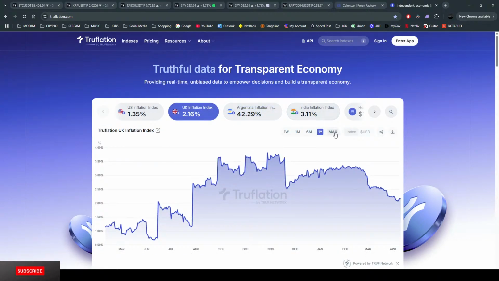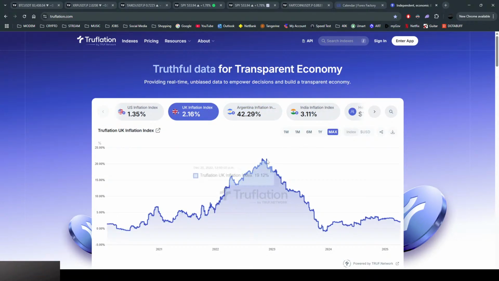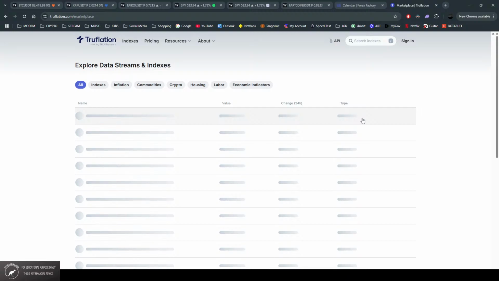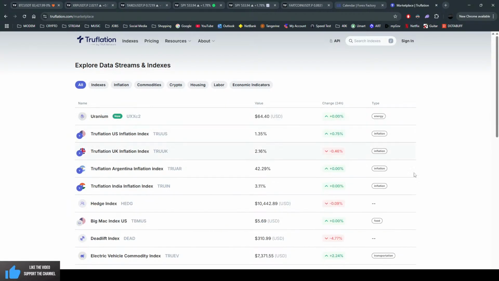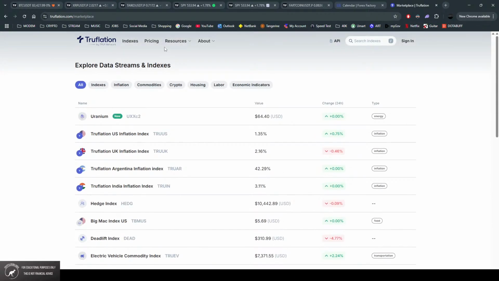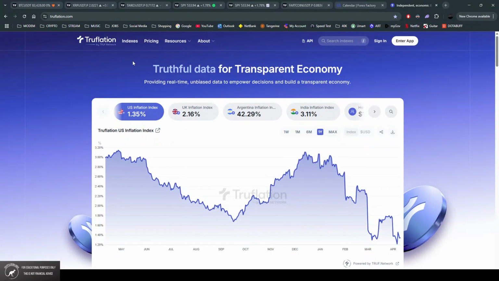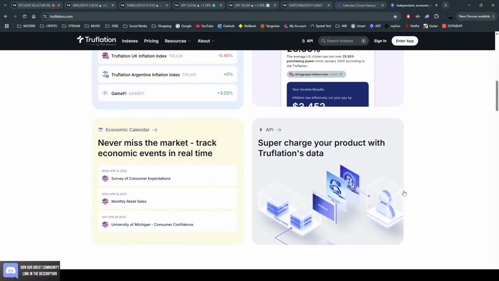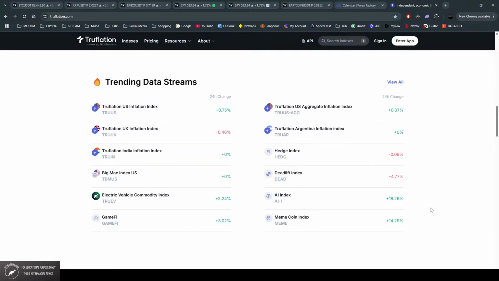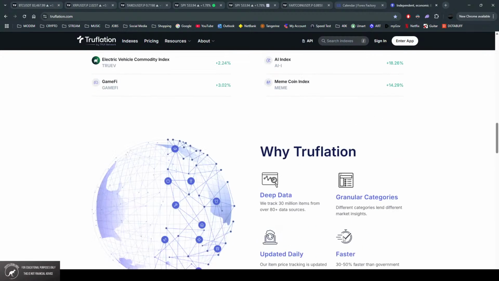The UK has been pretty bad. They got up over 20% inflation. Gross. See if there's Australia. I don't know that they do a metric for Australia, but yeah, interesting website. You can find the sectors as well. Trending data streams.